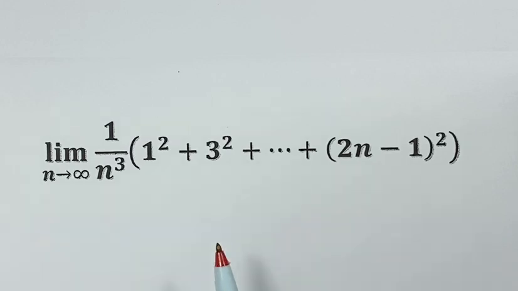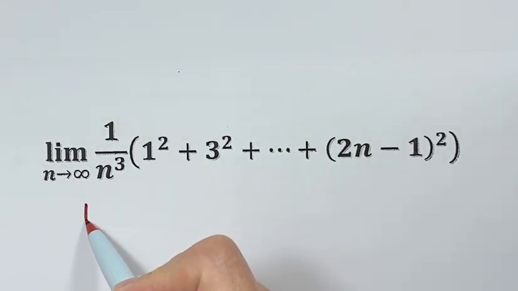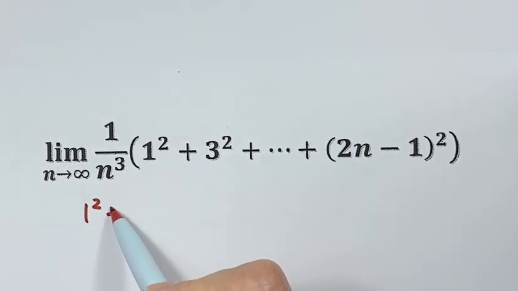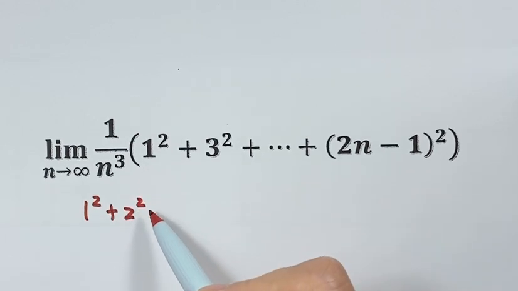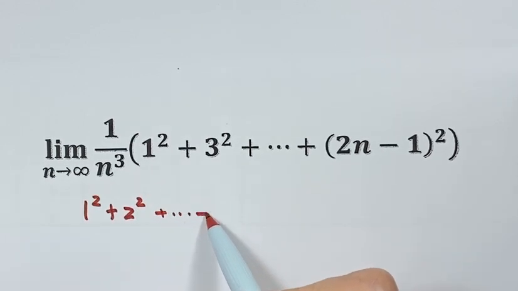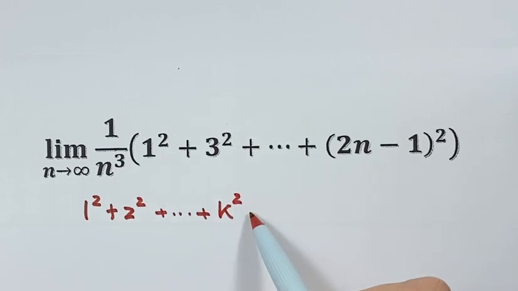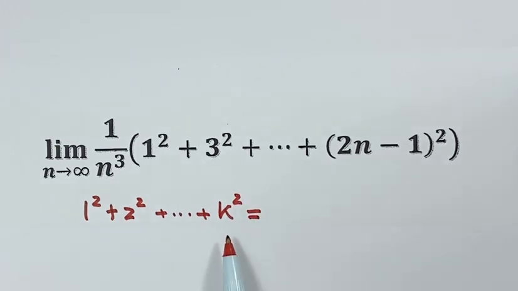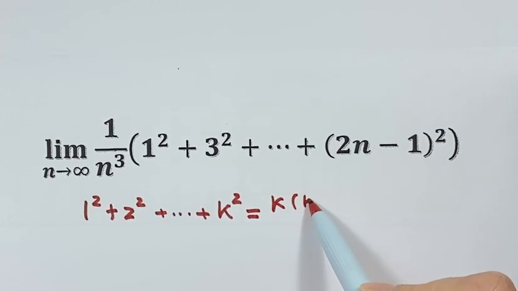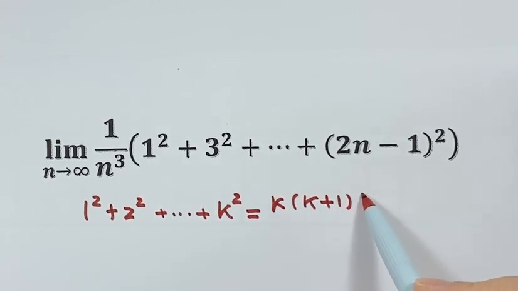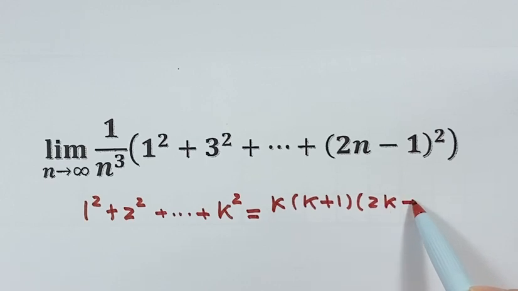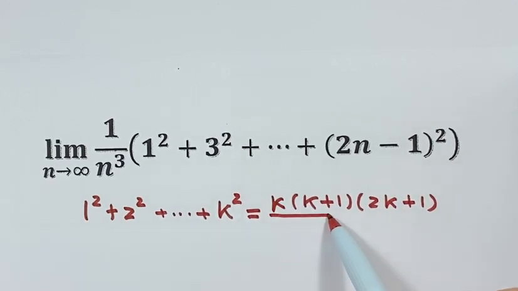First, we need to simplify this sum. To do so, we need to use a formula. Here is a formula: 1 squared plus 2 squared plus up to k squared, where k is a positive integer, equals k times k plus 1 times 2k plus 1, then divided by 6.